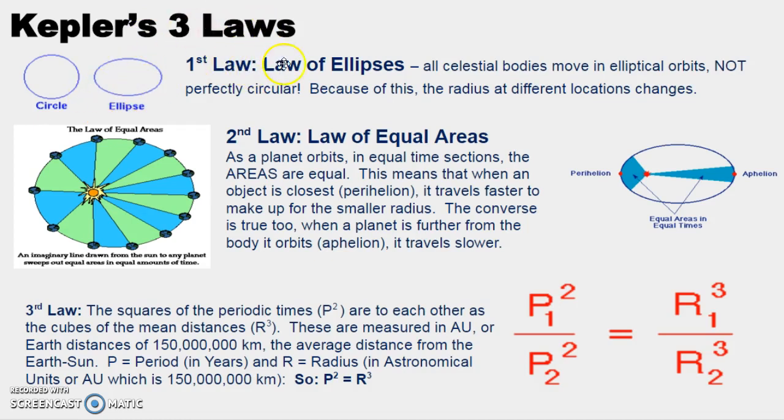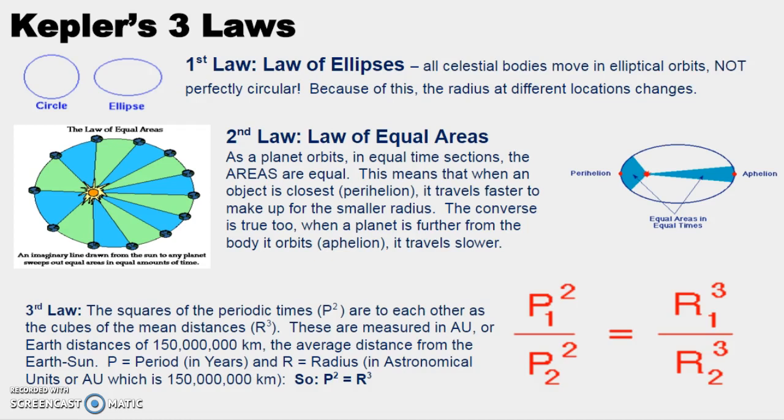The first of Kepler's 3 laws is called the law of ellipses: all celestial bodies move in elliptical orbits, not in perfectly circular orbits. Because of this, the radius at different locations changes. Now, Kepler's second law is called the law of equal areas. This is a key concept here, and it's going to take a minute for you to fully understand.